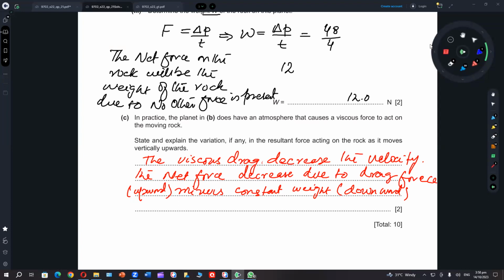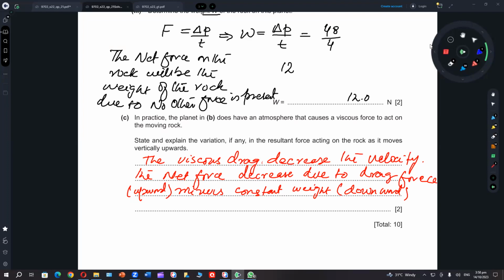So what is the theory? It's a famous theory. If viscous drag is present, viscous drag will increase, the resultant force will decrease, and the object may reach terminal velocity. So what is that theory?